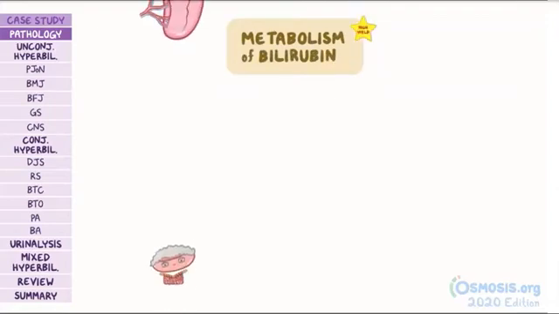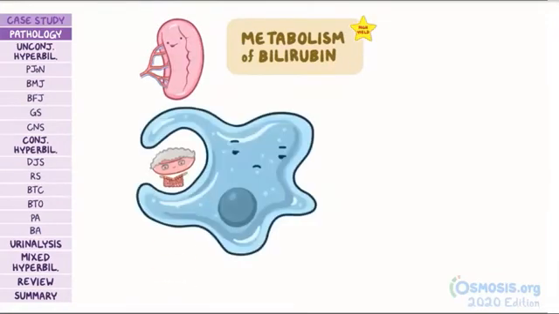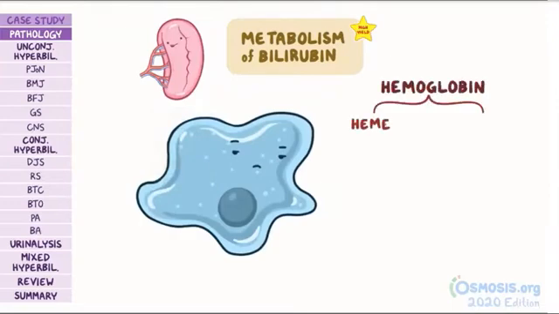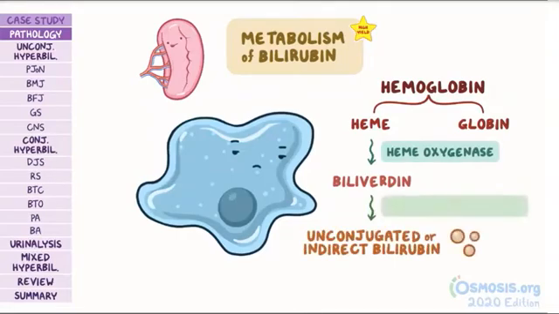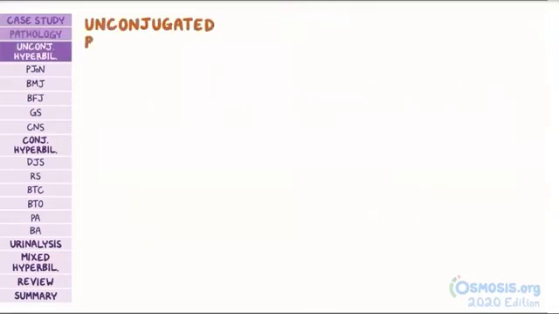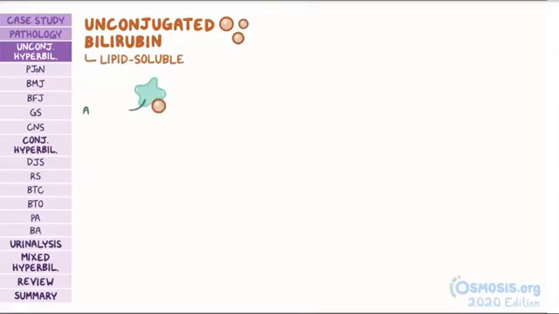When old red blood cells pass through the spleen, macrophages eat them up and break down the hemoglobin to heme and globin. Heme is then converted into biliverdin by the enzyme heme oxygenase. Biliverdin is further converted into unconjugated or indirect bilirubin by the enzyme biliverdin reductase. Unconjugated bilirubin is the form of bilirubin that's lipid soluble. Since it's not water soluble, this form of bilirubin binds tightly to albumin in the blood. Therefore, it can't be filtered by the kidneys and excreted in the urine.